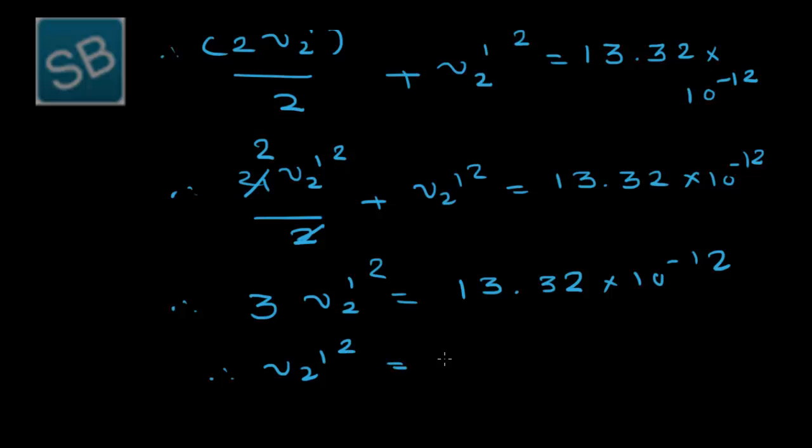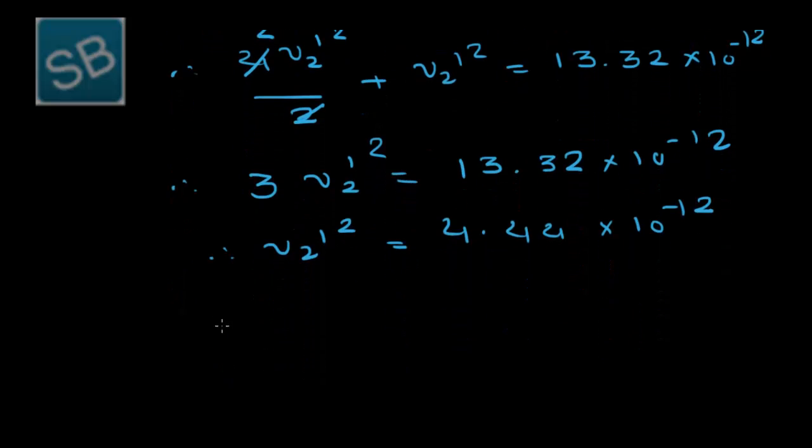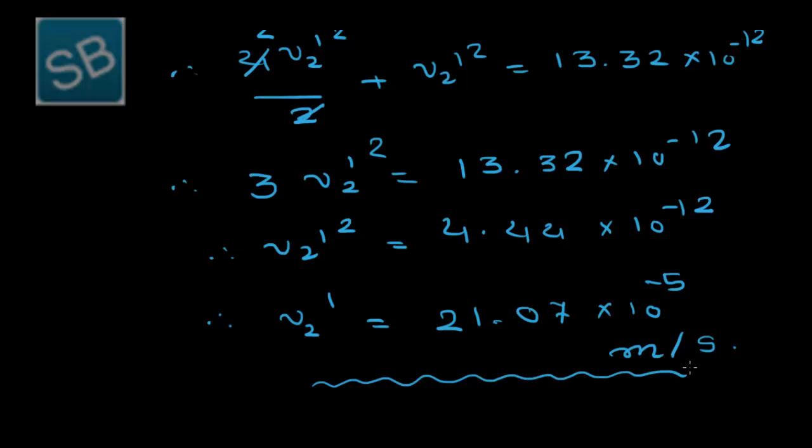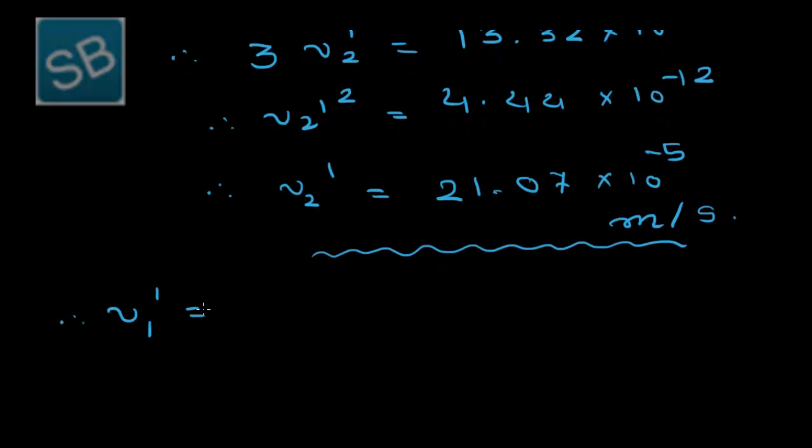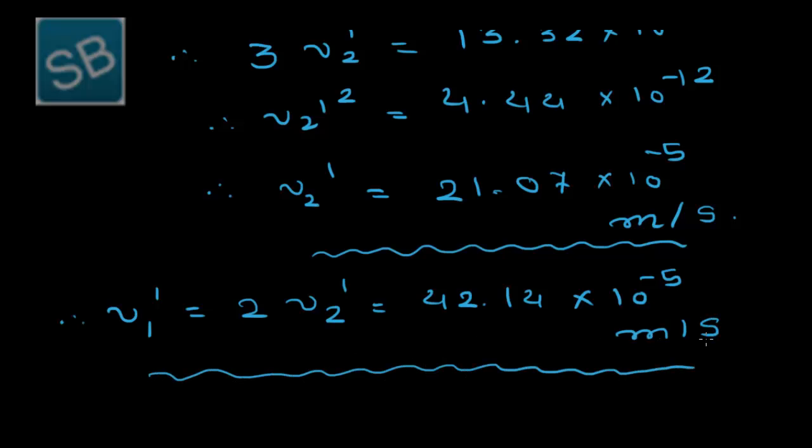And therefore v2 dash square is equal to, dividing this result by 3, 4.44 into 10 to power minus 12. And now taking square root on both the sides, therefore v2 dash is equal to 21.07 into 10 to power minus 5 meter per second. So this is the velocity of the second particle, and now from equation 3 I can find out the velocity of the first particle, that is v1 dash is equal to twice of v2 dash is equal to 42.14 into 10 to power minus 5 meter per second, and hence illustration number 13 is over.